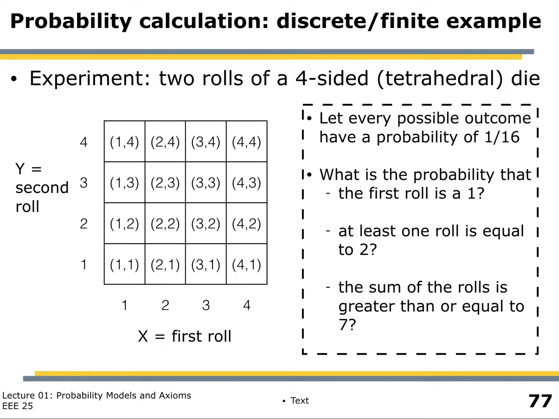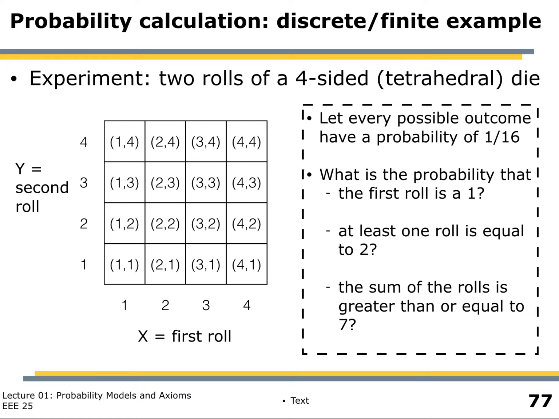And let's say we want to find out the probability of the following events. So the first one would be the probability that the first row is a 1. The second question involves getting the probability that at least one row is equal to 2. And the third and final question is the probability that the sum of the rows is greater than or equal to 7.